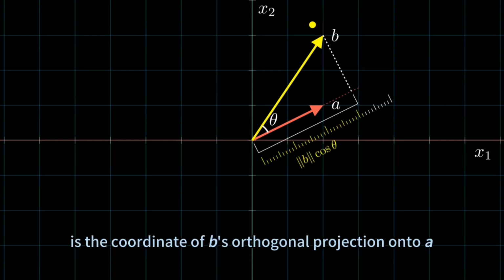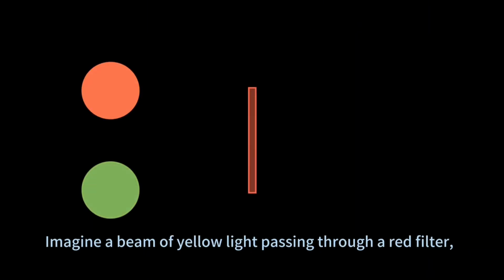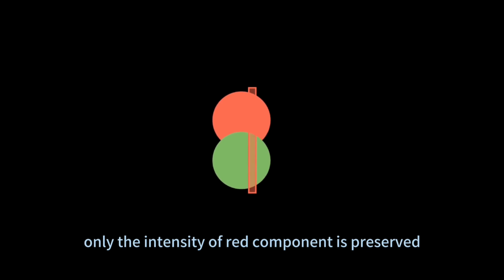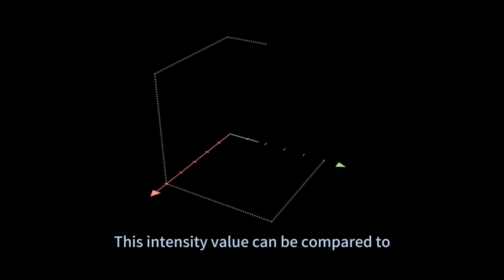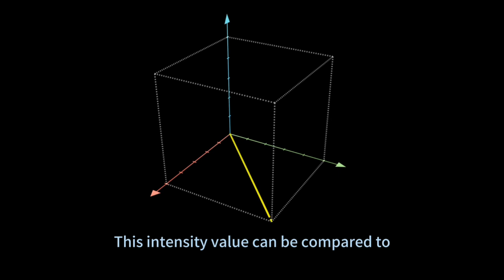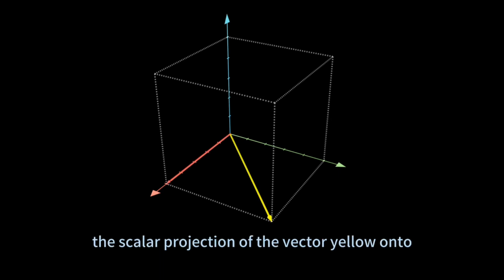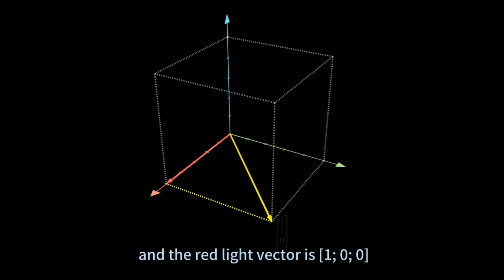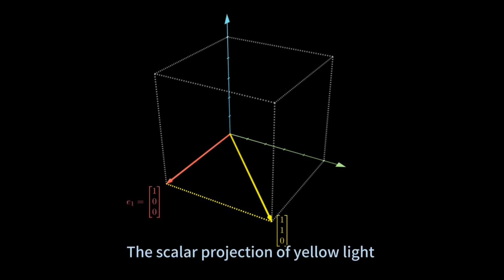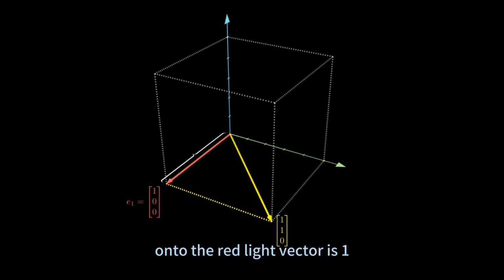projection onto A. Imagine a beam of yellow light passing through a red filter. Only the intensity of the red component is preserved. This intensity value can be compared to the scalar projection of the vector yellow onto the vector of red. The yellow light vector is 1, 1, 0, and the red light vector is 1, 0, 0. The scalar projection of yellow light onto the red light vector is 1.